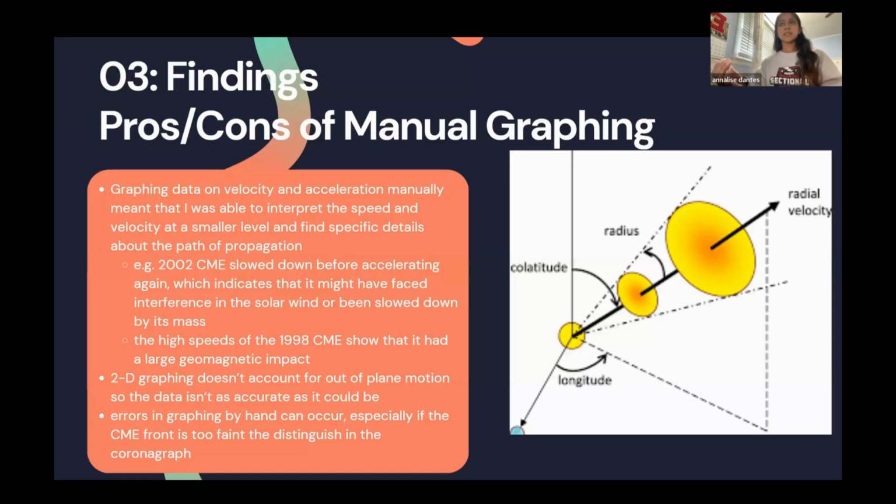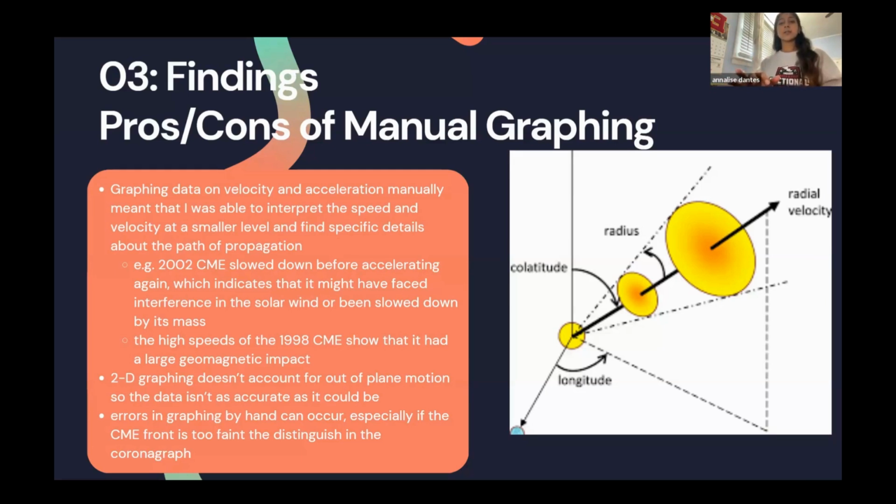My method lets me see certain things that you wouldn't just get from the database because, for example, the 2002 CME actually experienced some deceleration before accelerating again, which can indicate a lot of things. You can make a lot of inferences. For example, it might have slowed down because it faced interference in the solar wind, or it slowed down because of its mass, and then it might have lost the mass as it continued in its path of travel. You wouldn't be able to find something like that through the database alone.